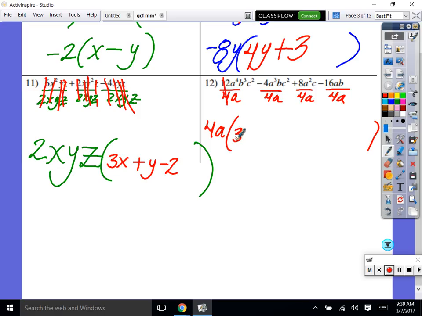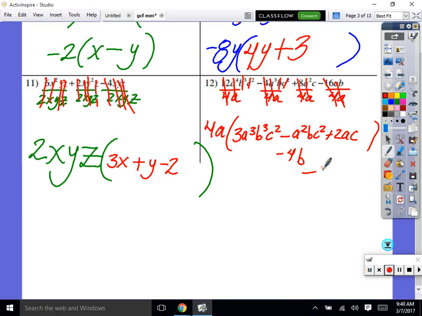12 divided by 4 is 3. A to the 4th divided by a is a cubed. B cubed, c squared is still there. Ding ding. Negative 4 divided by 4 is negative 1, so minus. A cubed divided by a is a squared. B c squared. Then positive 8 divided by 4 is positive 2. A squared divided by a is a. And then a c. And then right here, negative 16 divided by 4 is negative 4. And then our a's divide out, but b was left.